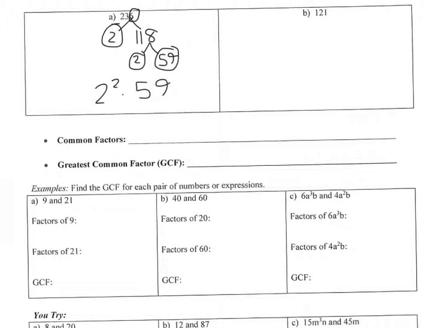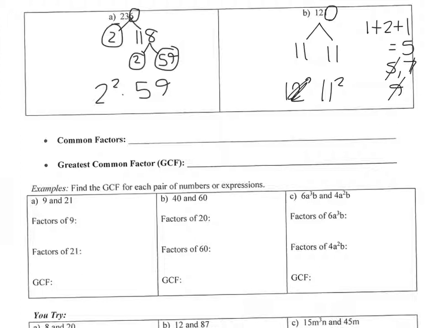And if I do a factor tree for 121, I know that 121 is not divisible by 2 because it's not even. I can check to see if it's divisible by 3, but 1 plus 2 plus 1 is 5, and 5 is not divisible by 3. So it's not going to be divisible by any even number. Then I check 5, no, it doesn't end in a 5 or a 0. 7, no. 9, no, because it's not divisible by 3. 10, no. 11. 121 is 11 times 11. So this is going to be 11 squared.